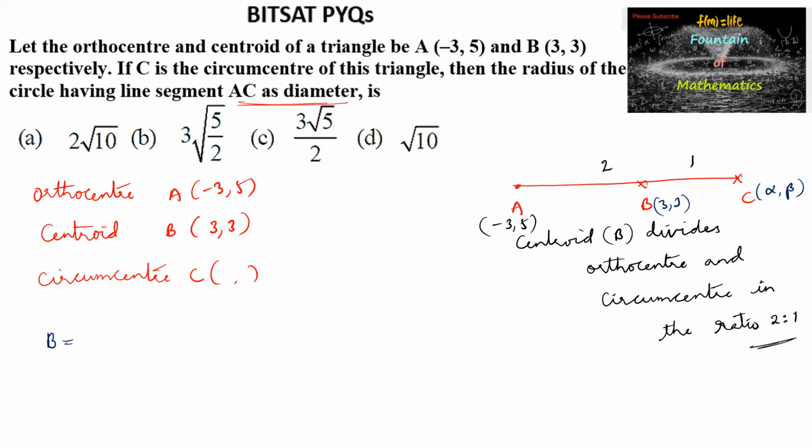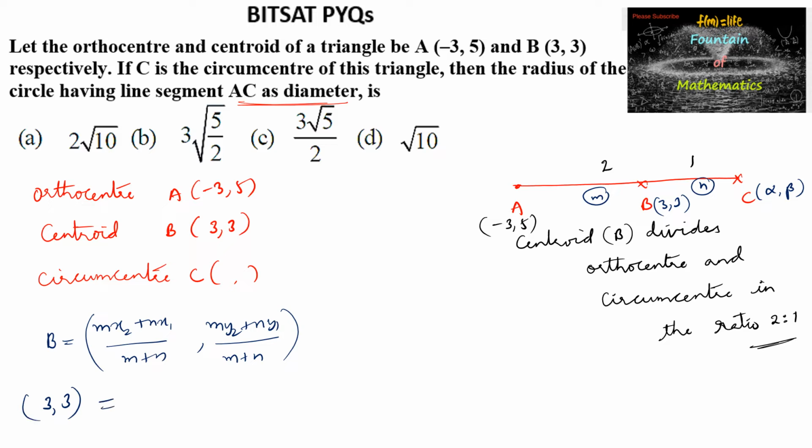We have (mx2 + nx1)/(m + n), (my2 + ny1)/(m + n). Here the ratio m is to n, m is 2 and n is 1, and (x1, y1) is (-3, 5) and (x2, y2) is (alpha, beta). So we can write here (3, 3), that is the point B, is equal to (2 times alpha plus 1 times -3)/(2 + 1), (2 times beta plus 1 times 5)/(2 + 1).